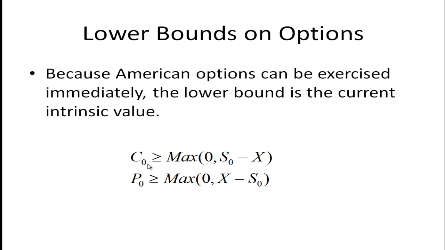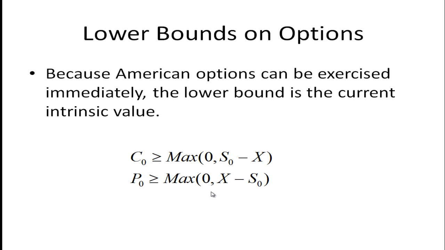The intrinsic value for a call option is going to be either 0 or the price of the stock minus the exercise price. If the price of the stock is above the exercise price, then the option is in the money, and so this would be the value. Okay, I'm sorry, the call has to be at least this amount. If this is negative, the call is out of the money, then it would take on a value of 0.